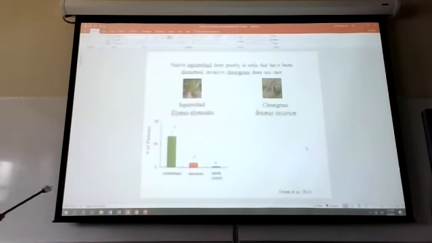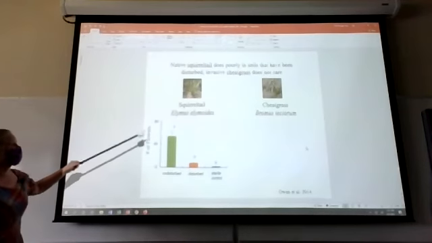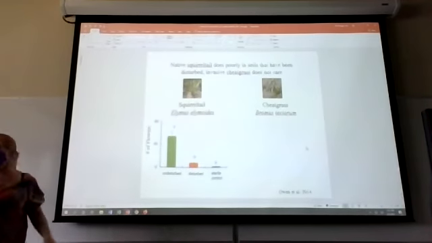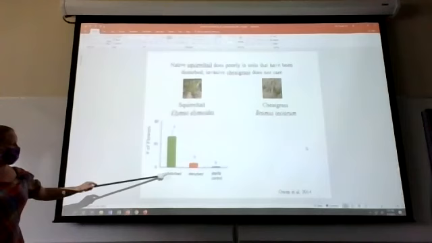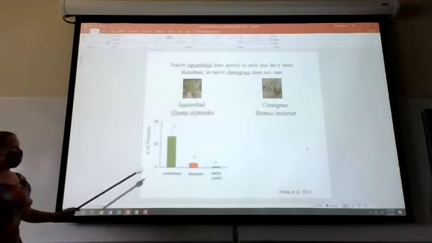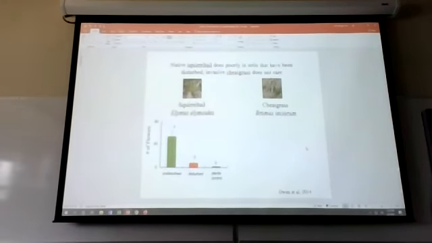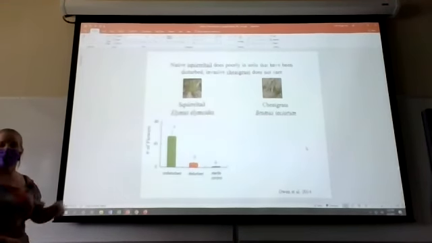So what they found is that when they were looking at the number of flowers on the native plant in undisturbed soil, they had tons of flowers. But then in disturbed and in their sterile, production.